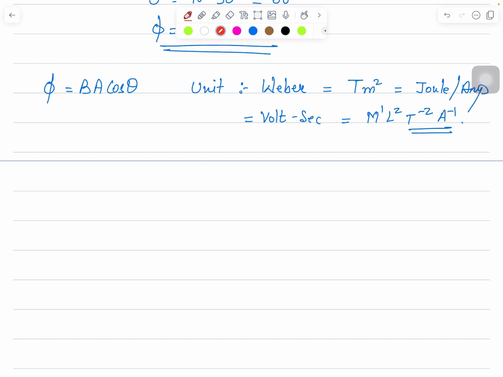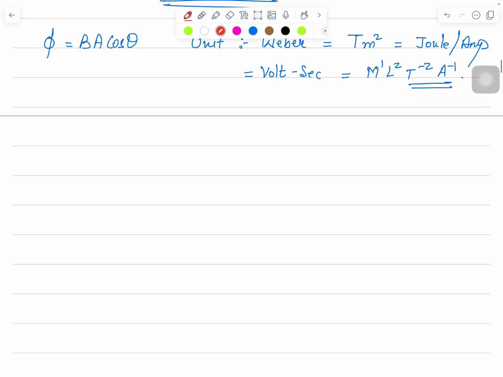Till now, we have learned flux is equal to BA cos of theta. Okay. Now, what exactly we need to understand? We need to focus on the word called induced EMF. Induced EMF, or that is also called Faraday law of induction. What is Faraday law of induction? Faraday law of induction said V induced is equal to negative d phi by dt. Negative d phi by dt.